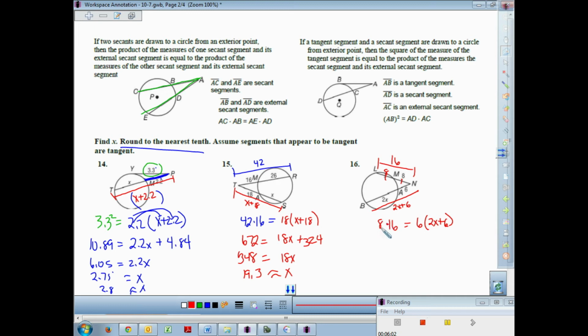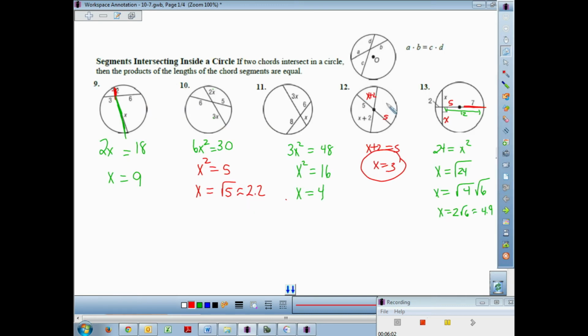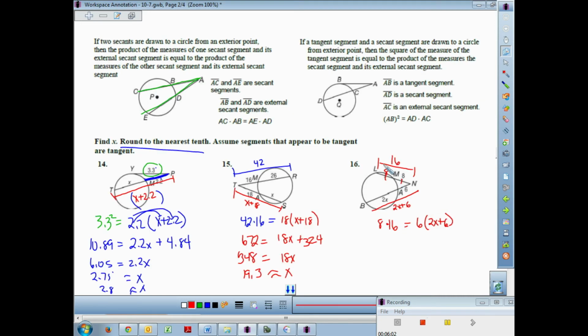And like I said, I want you to write those 4 guys times each other so that I can see that you're taking the right 4 things times each other. We didn't have to do that up here because it's just so obvious. It's this times this equals that times that. But down in this one, just a little more complicated.